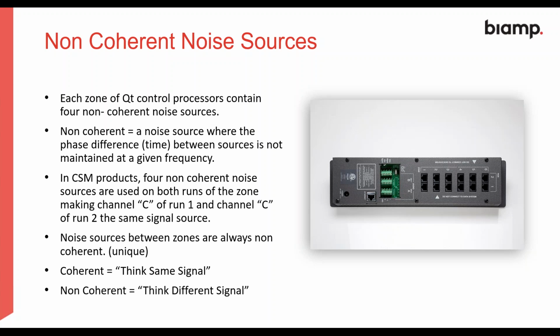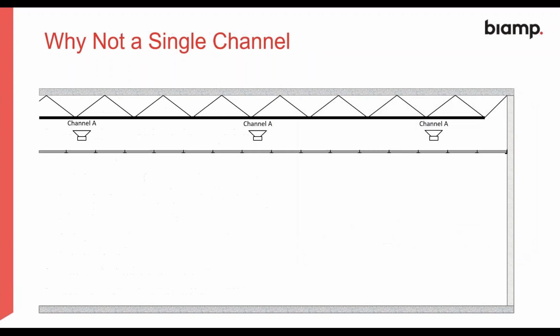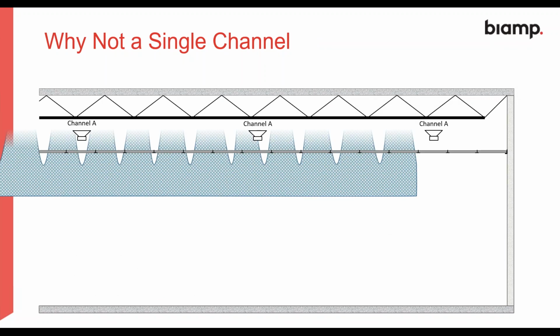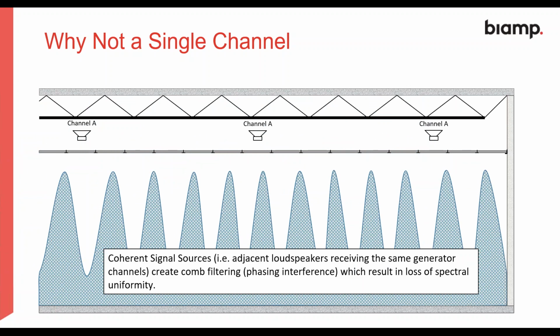It is so that we avoid something that's called comb filtering, where you have speakers on the same cable run. So our sources are non-coherent, which is a different signal. The reason why we want this is that if all the signals were on the same amplifier channel, then in between each speaker, we would get something like this going on.